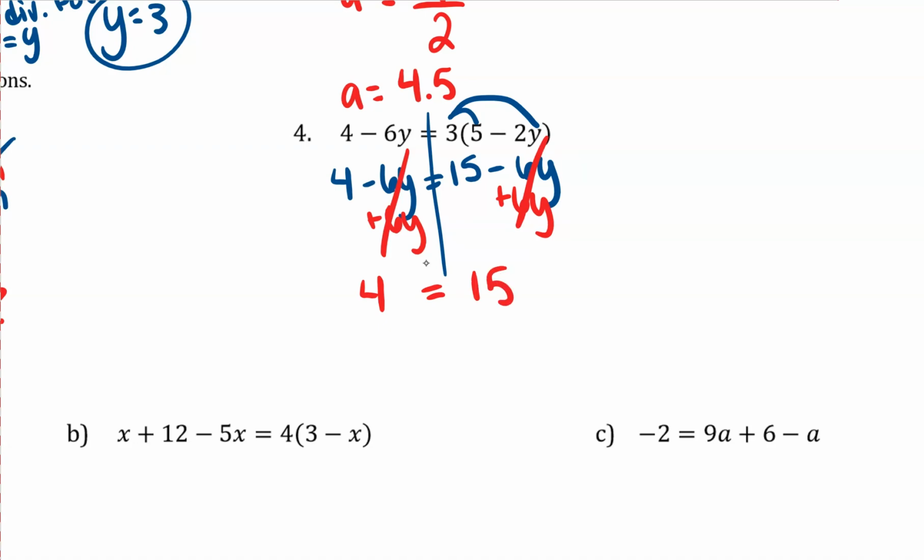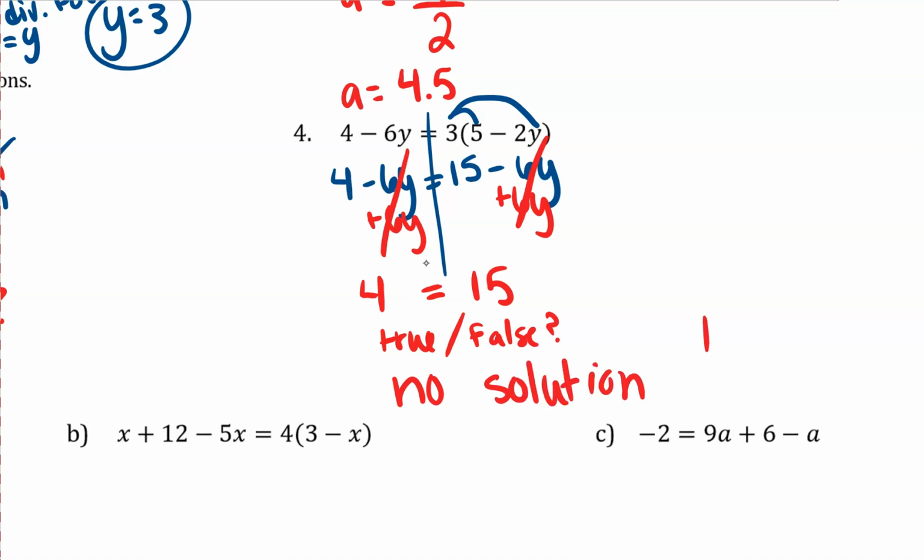Remember I said if the y's cancel, I'm not going to have a normal solution. I'm either going to have all real numbers or no solution. So I have to look and see, is this true or false? This is a false statement. 4 does not equal 15, which means my answer is no solution.